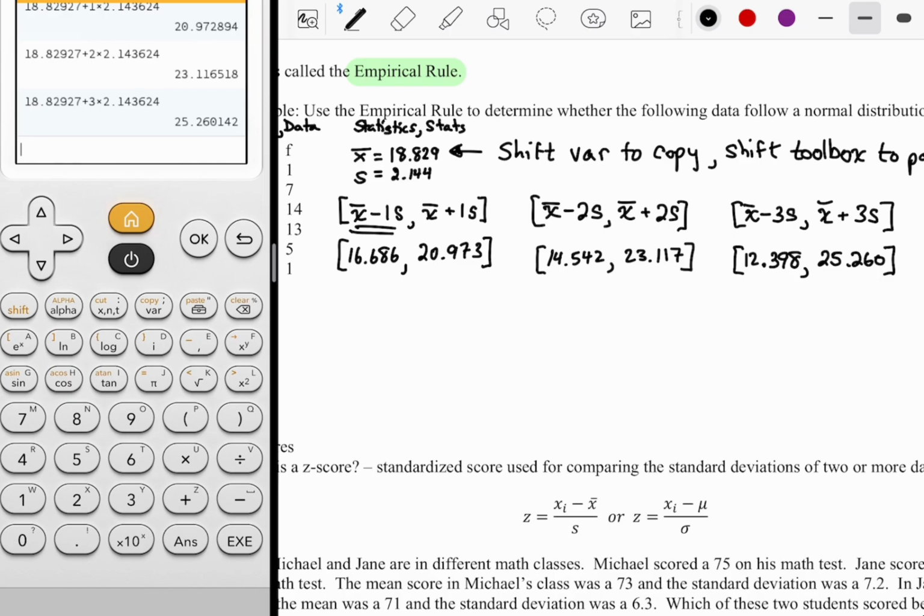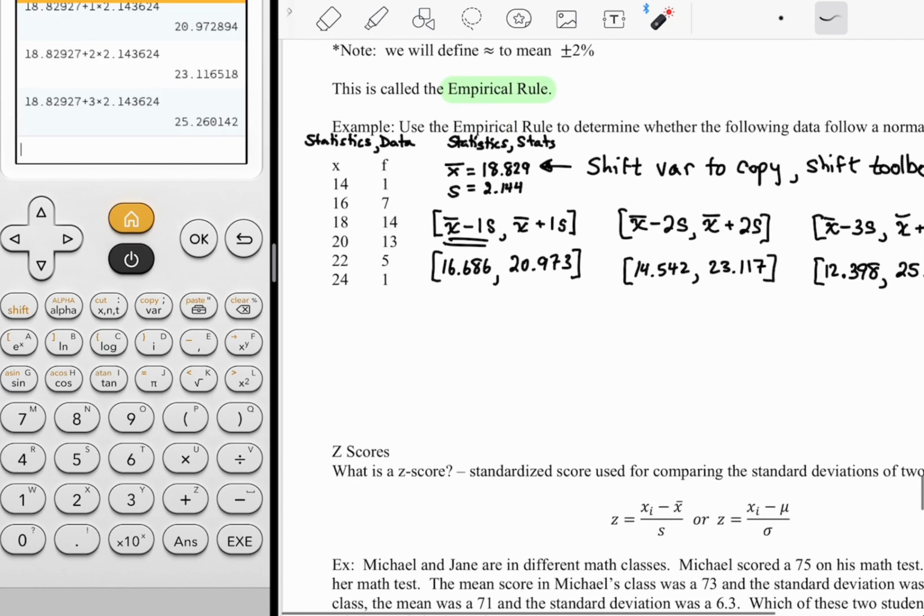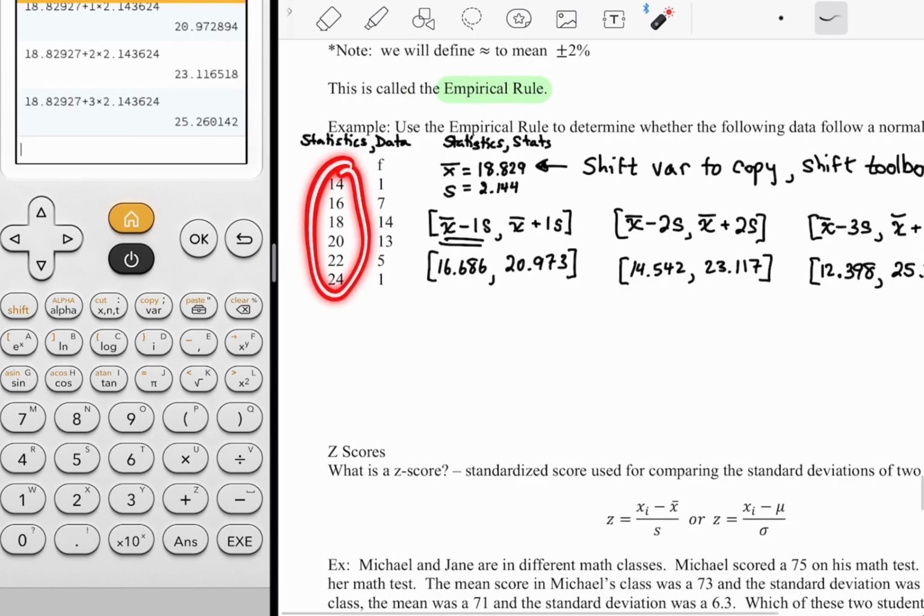So now what we need to do is figure out how many values fall between this number on the low end, the 16.686, and the other number. I'll get my pointer out here. This other number here, 20.973. So I look at the data set, only at the x values here. So I'm only looking in this area here. I'm looking to see what, if any, values will fall in between this number and this number.